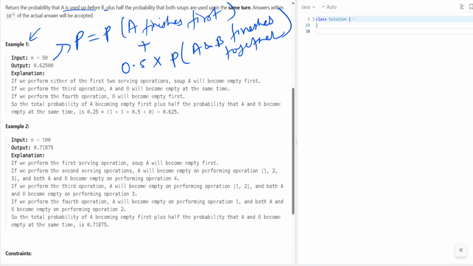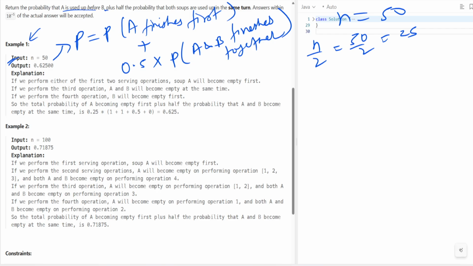So let's suppose the input n we have is 50. We can convert n equal to 50 into units. If we do n by 2, it means 50 by 2 is 25, right? Because we have A and B in total. So if we do it like this, we will get 2 units, right?